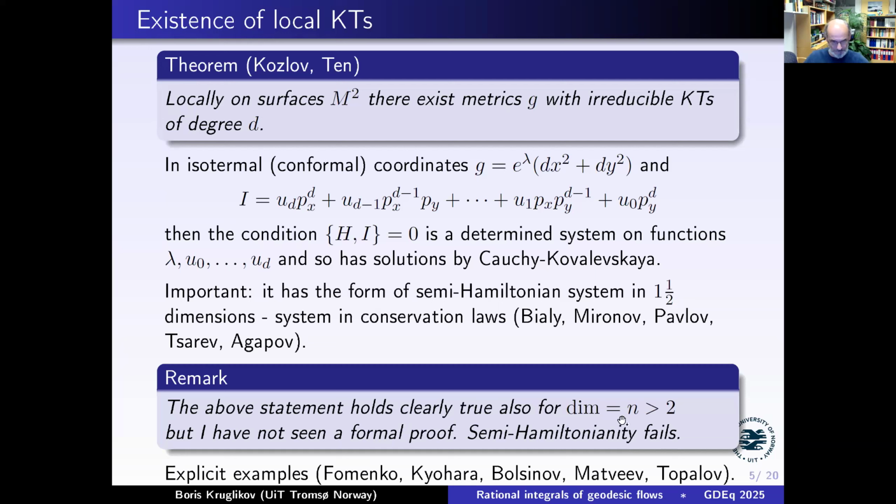So this doesn't work. As mentioned, there are some explicit examples coming from this semi-Hamiltonianity, but also there are lots of examples coming, well, from physics, the school of Fomenko, Bolsinov, Matveev, Topalov. They explored, also Kiyohara in Japan, so they constructed a lot of explicit examples.